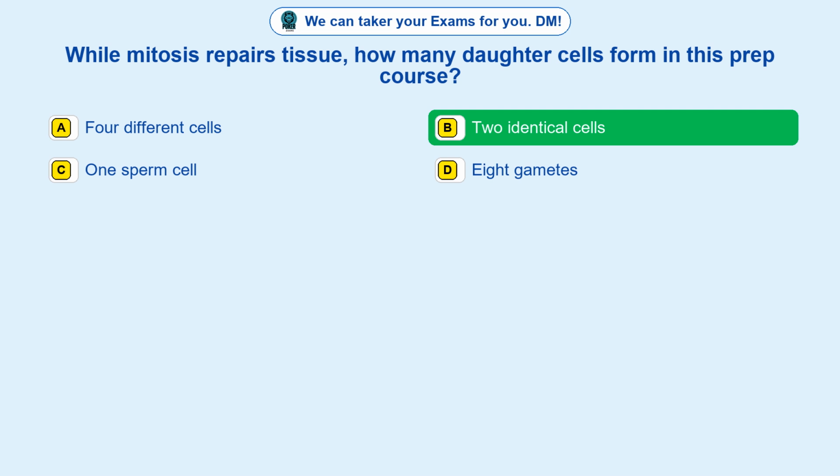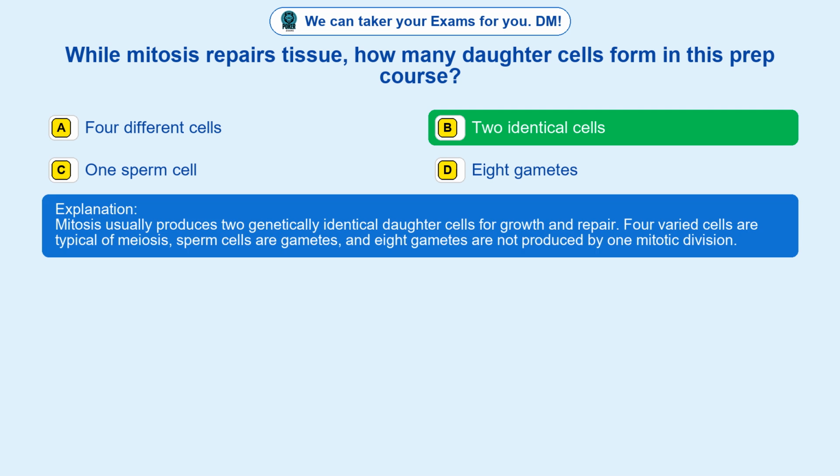2 identical cells. Mitosis usually produces 2 genetically identical daughter cells for growth and repair. 4 varied cells are typical of meiosis, sperm cells are gametes, and 8 gametes are not produced by 1 mitotic division.